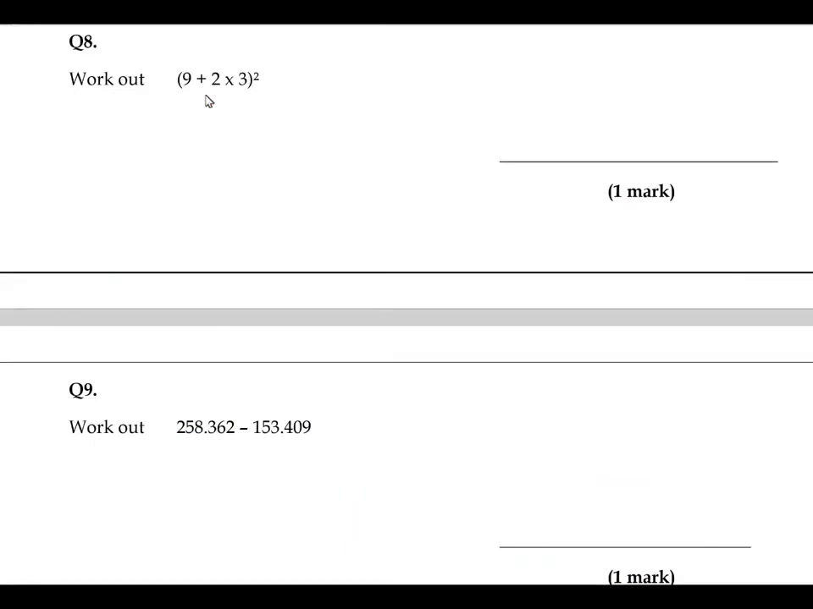Question 8 is BIDMAS. So we need to write down BIDMAS and look at things in order. So are there any brackets? Yes, there are. So we do what's in the bracket first. The bracket has 2 calculations. So we then go down BIDMAS and we do the division and multiplication first. So inside the bracket, we have 9 plus 6, which gives us 15.